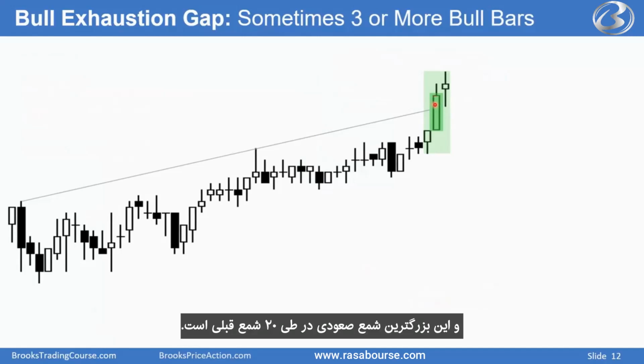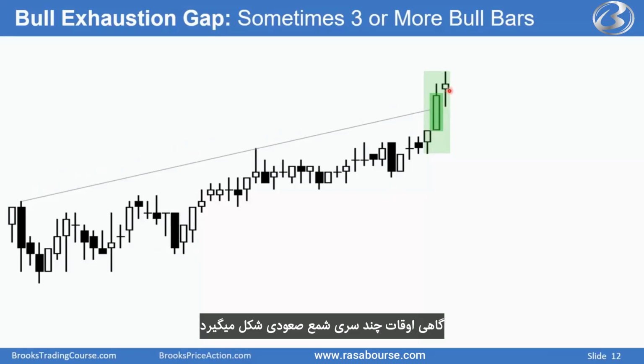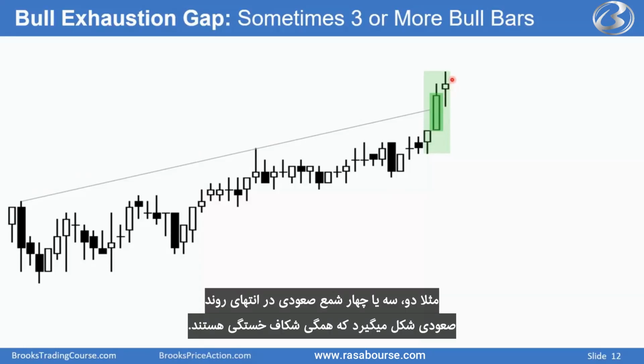A bull trend, this bull bar is the biggest bull body in at least 20 bars in the bull trend. In fact, it looks like the biggest bull bar in the entire bull trend. Sometimes you get a series of bull bars, 2, 3, 4 bull bars, and they form an exhaustive breakout at the end of the trend.